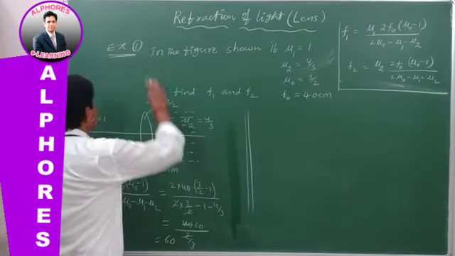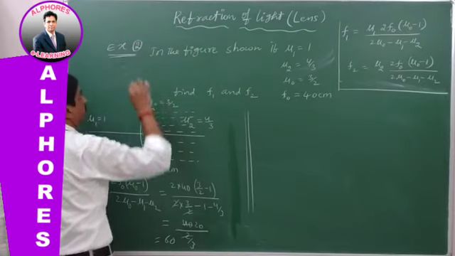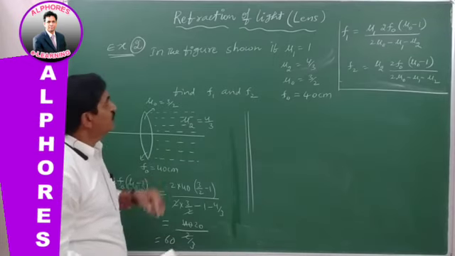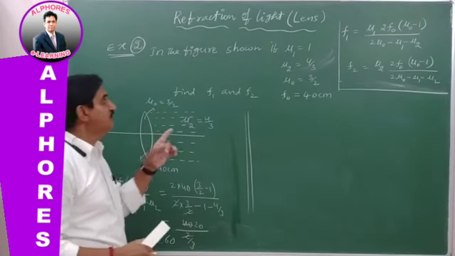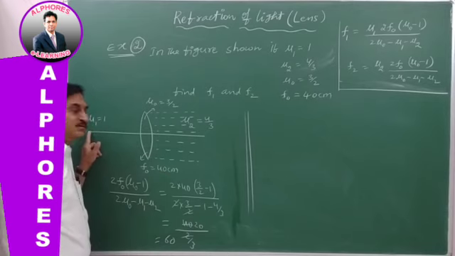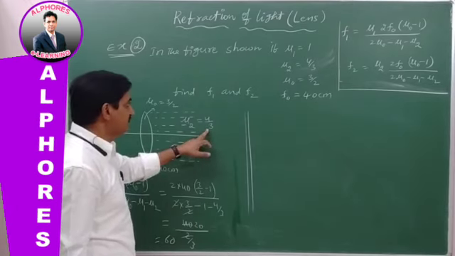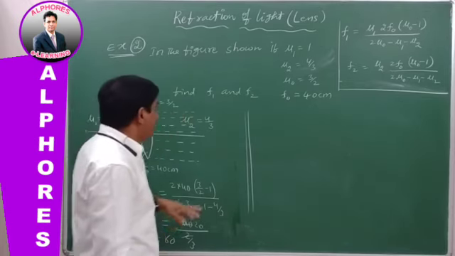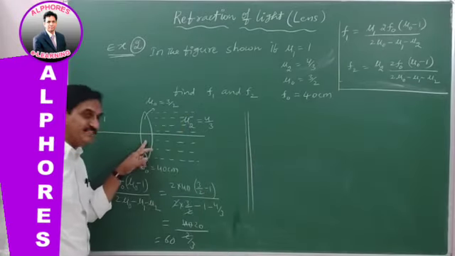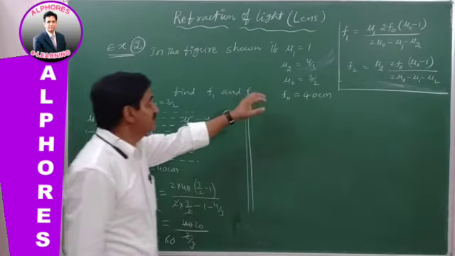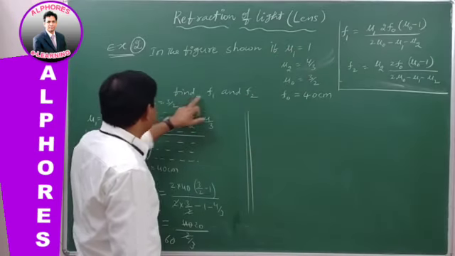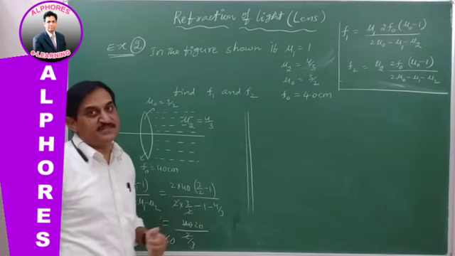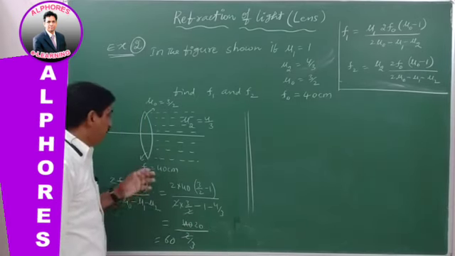Let us go for the second problem. Problem number 2. In the figure shown, mu1 is equal to 1, mu2 is equal to 4 by 3. This is mu1 and this is mu2, 4 by 3 given, and the lens refractive index, that is mu naught, equal to 3 by 2 given, and f naught, the focal length of the lens, is given clearly as 40 centimeters. So this data is given, then we have to find f1 and f2, meaning the first focus point distance and the second focus point distance.